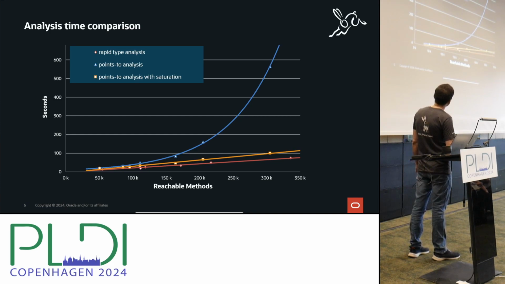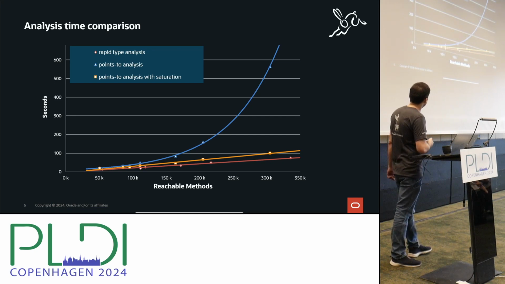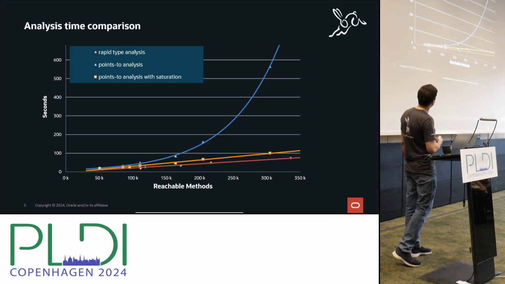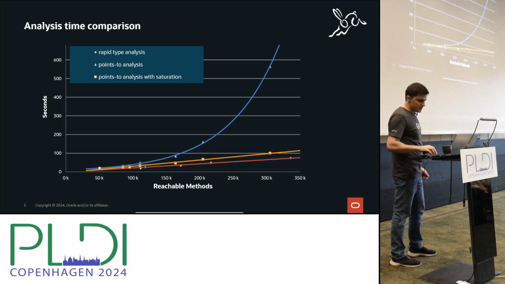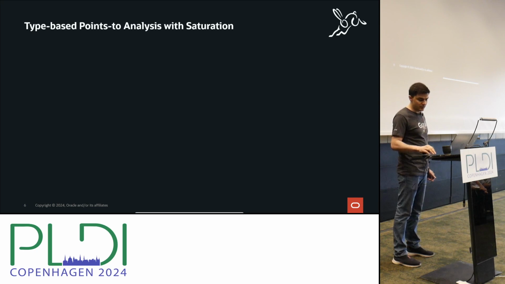Our analysis has the same linear behavior as the rapid type analysis, while preserving most of the performance of the precision of the points-to analysis. So we call this analysis a type-based points-to analysis with saturation. So what does that mean?